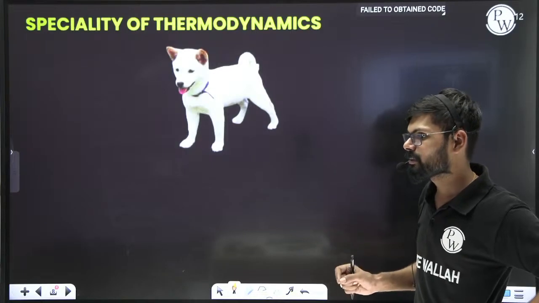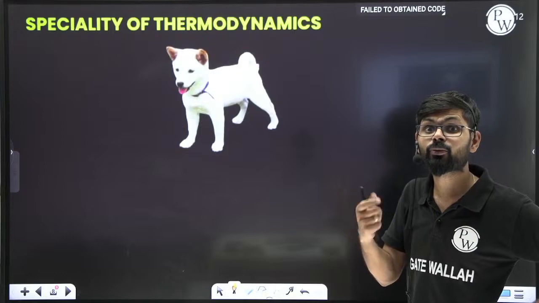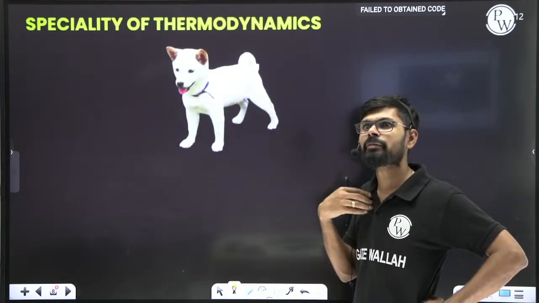I just want to say, beta, that laws are the statements which are universally true but can't be proved mathematically. I am saying that I am giving one law today.